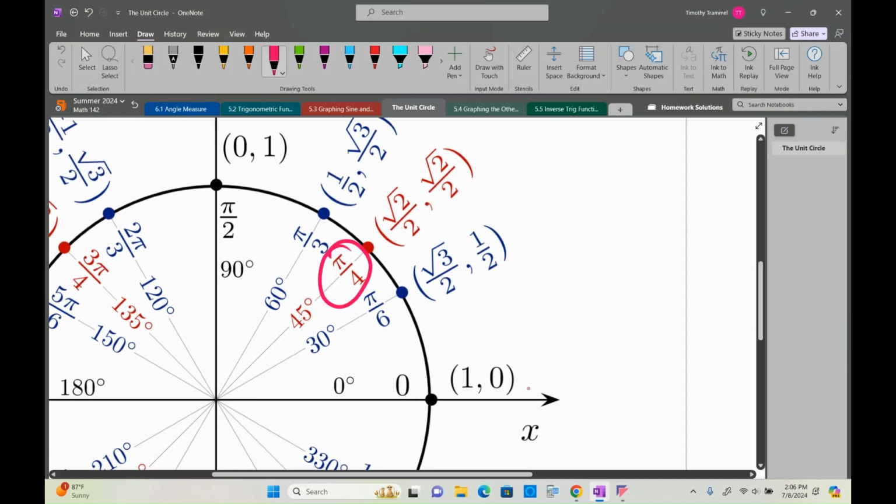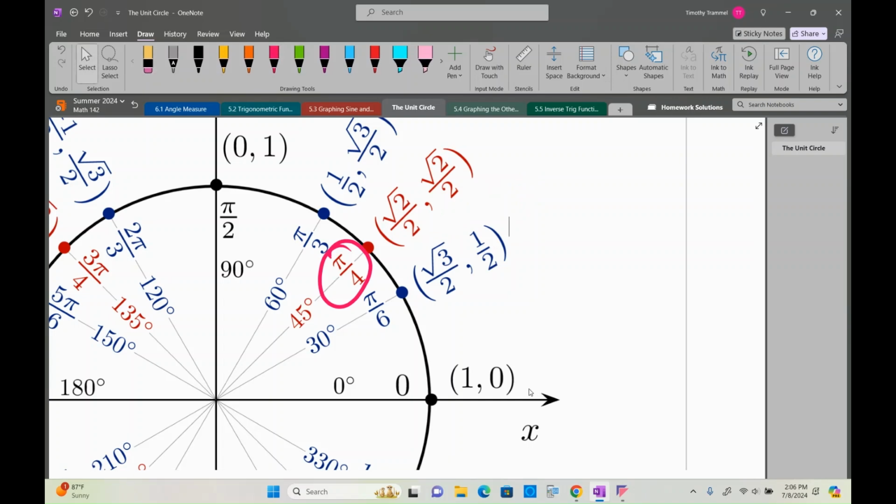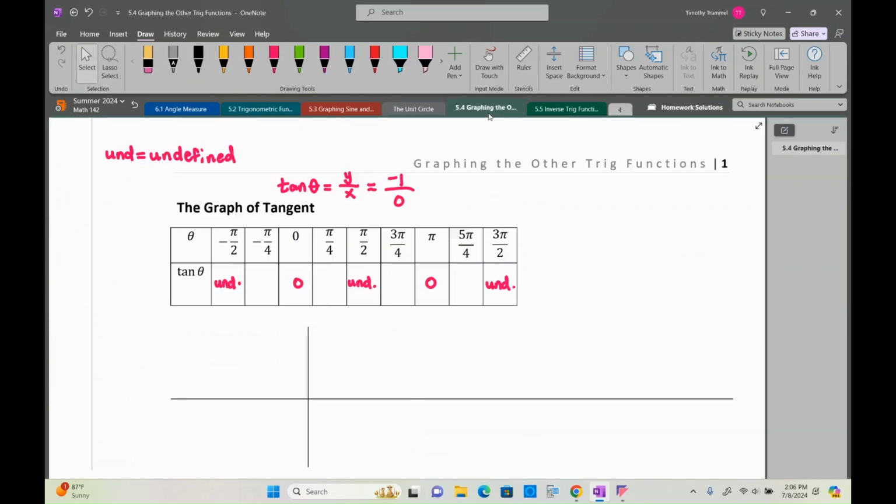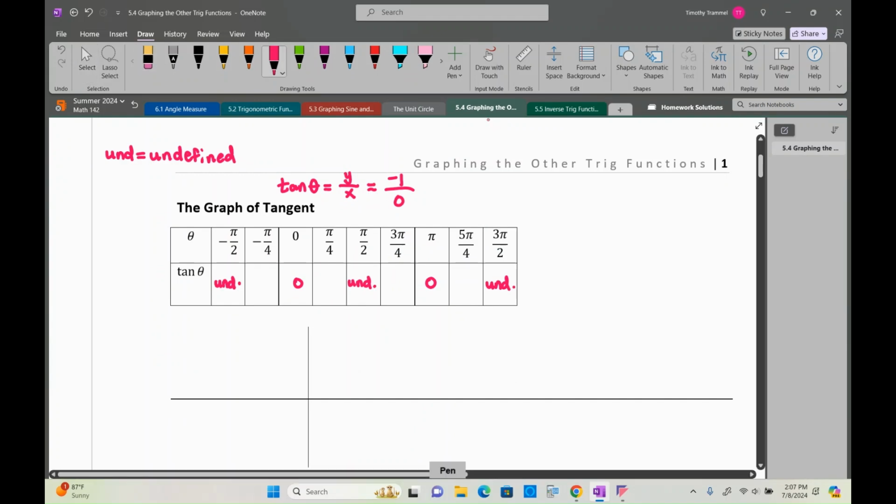So you'll notice that at pi over 4, both the y and the x are the same. So if we do y over x here, we're just going to get 1. If you divide something by itself, you get 1. Okay. So I'm going to go fill that in over here. This will be 1.